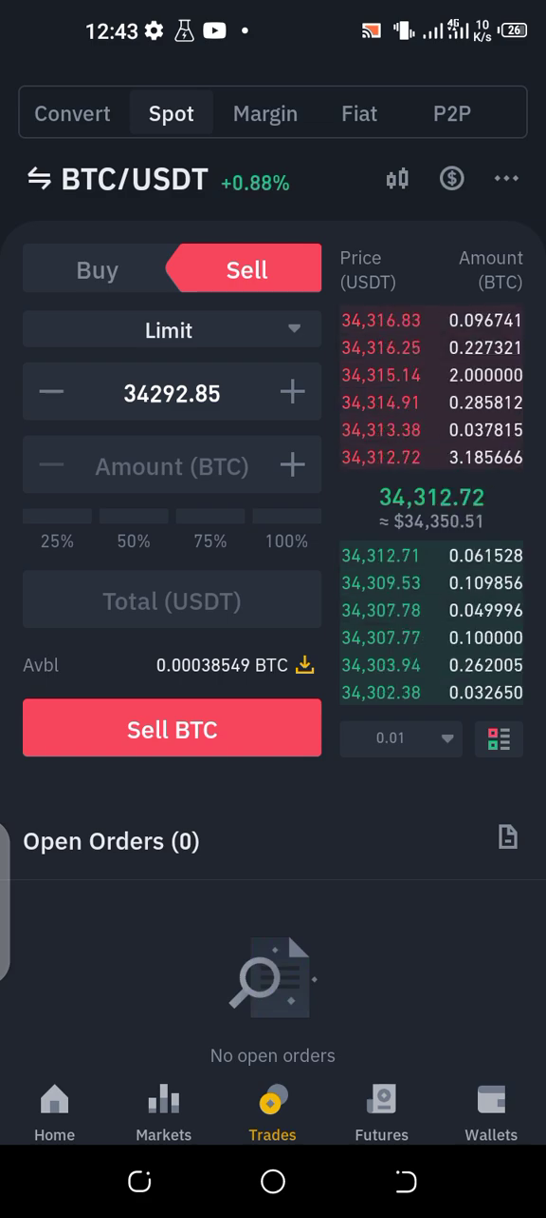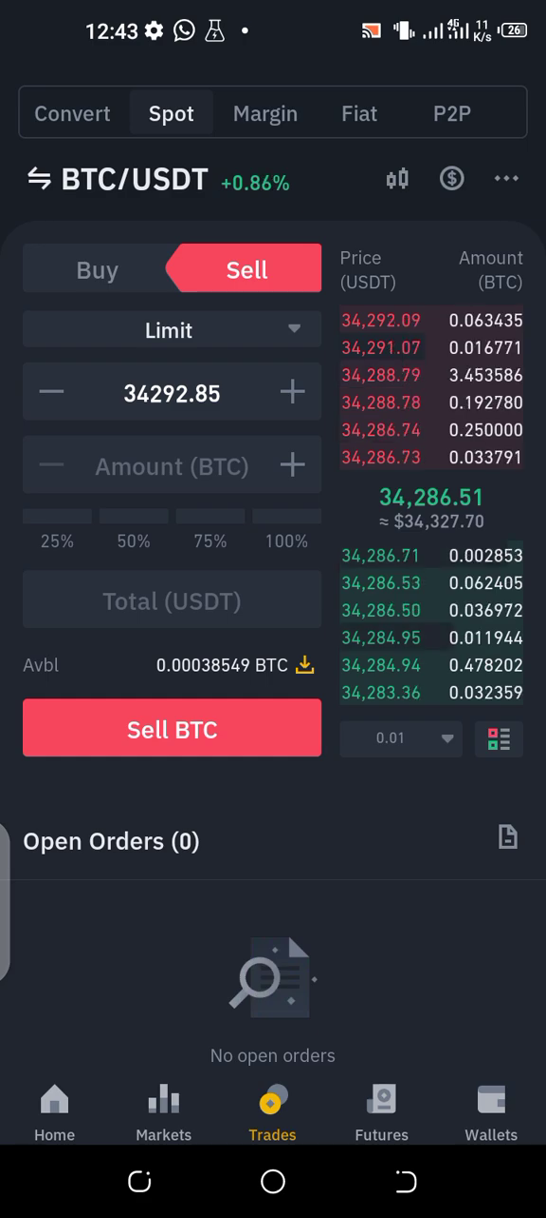I have 0.0003854 BTC. Alright, so if I want to sell using a limit order, that means I want to place an order at a specific price for the market to sell when Bitcoin reaches that price, whether it drops to that price or rises to that price. Usually for selling, it means when it rises to that price. Alright, or I could just as well sell at the current price.